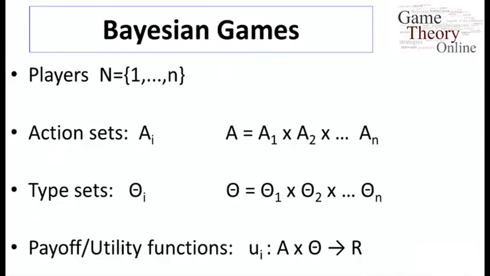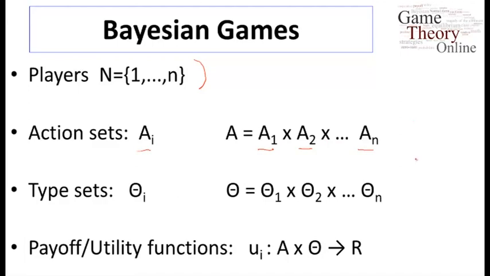So what do we have? We have a finite set of players, say 1 through n. We have action sets, just as we did before. So each player has actions, A1, A2, and so forth, AN. We'll let A be the cross product again.